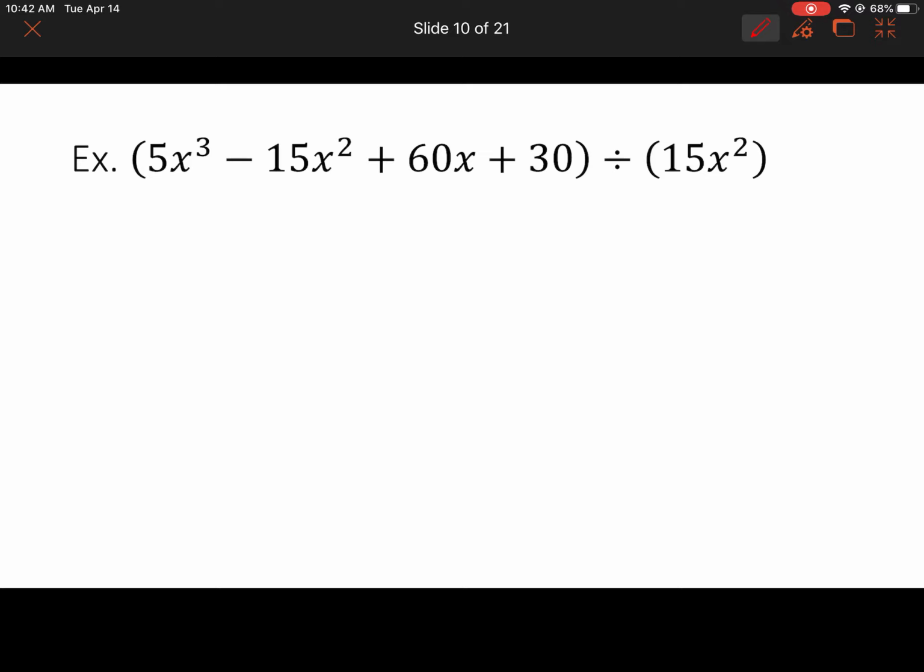Okay, next question. Let's say we have something like this. We have 5x power of 3 minus 15x squared plus 60x plus 30, and we want to divide it by 15x squared. This is still divided by one term, so everything is still going to be divided by the same thing. So I'm going to rewrite it so that it looks like that, divided by 15x squared, the same thing here.